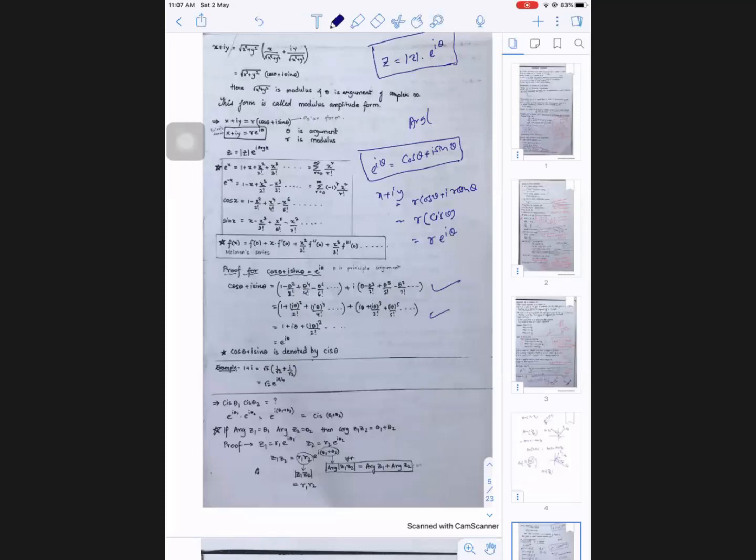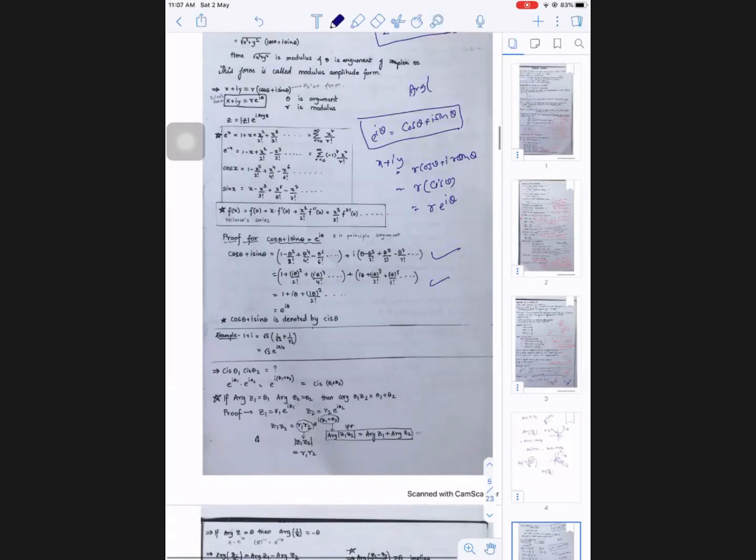So if you take expansions of cos theta and sin theta, cos theta expansion is 1 minus theta square by 2 factorial plus theta power 4 by 4 factorial, like that you will get. Plus i into sin theta, which is theta minus theta cube by 3 factorial, like that you will get. This if you simplify, it is the same as 1 plus i theta plus (i theta) whole square by 2 factorial plus (i theta) whole cube by 3 factorial, like that we'll get, which is equal to e power i theta. That's why cos theta plus i sin theta, which is cis theta, is the same as e power i theta.